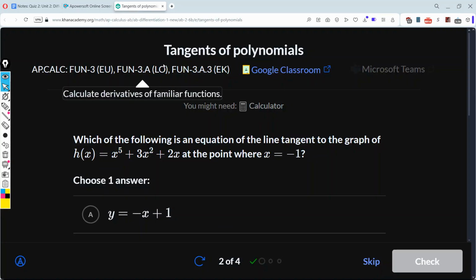This will be for the Khan Academy exercise, tangents of polynomials.